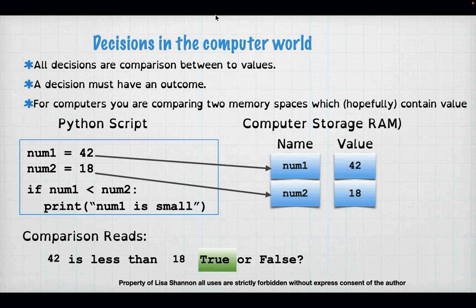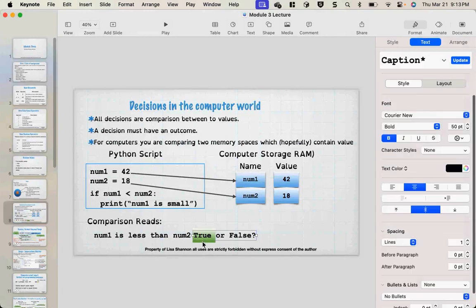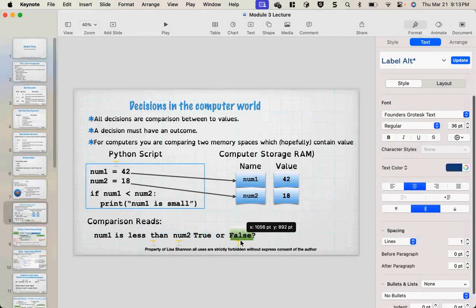This is just like when you had to do those true or false tests when you were in high school or middle school. That's how you read this. You read it as if it's a true or false question. And for our comparison, it's going to read 42 is less than 18, true or false. The answer to that is false. I don't know why it says true here. This should be false. My apologies.